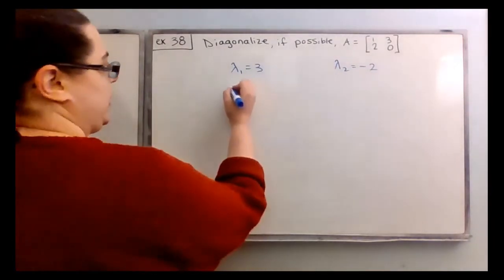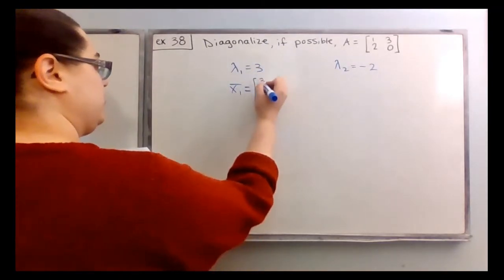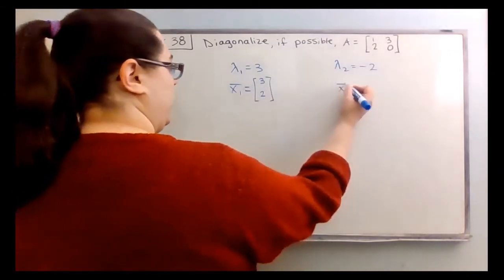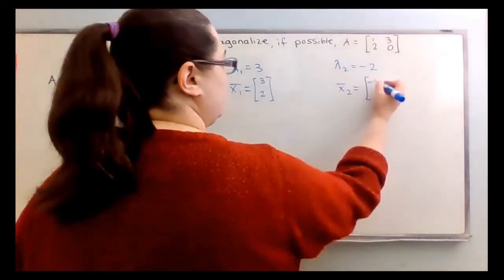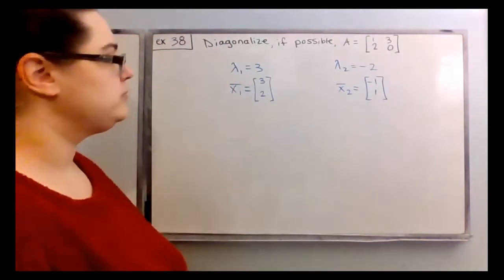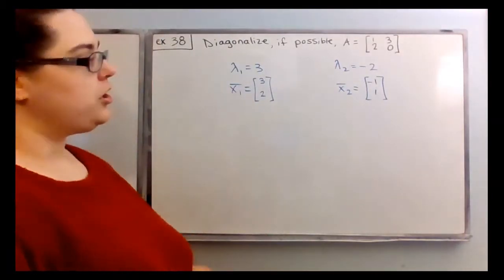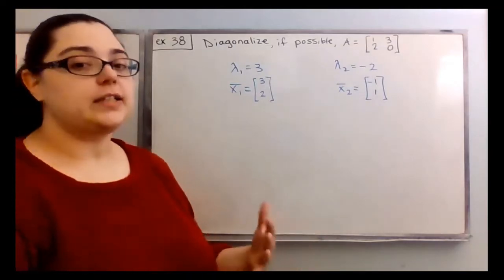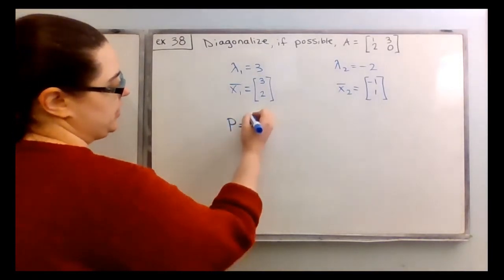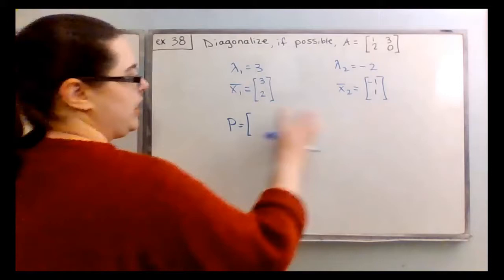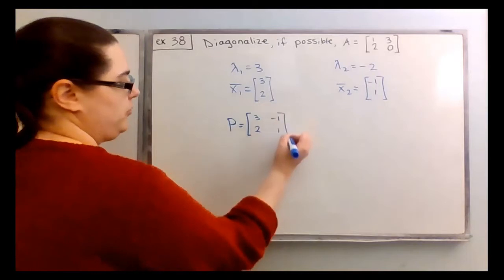And I had corresponding eigenvectors. With 3, I got 3, 2. And with -2, I got -1, 1. So these are my eigenvalues with their corresponding eigenvectors. So now we're going to see if we can form that matrix P when we were unable to do so before. So this time, our matrix P is going to have each of these as its columns. So we have 3, 2, and -1, 1.